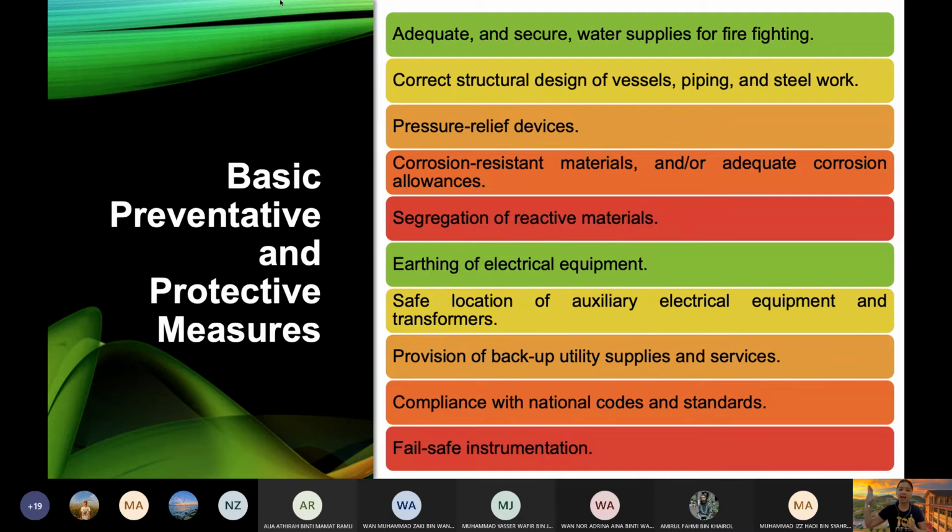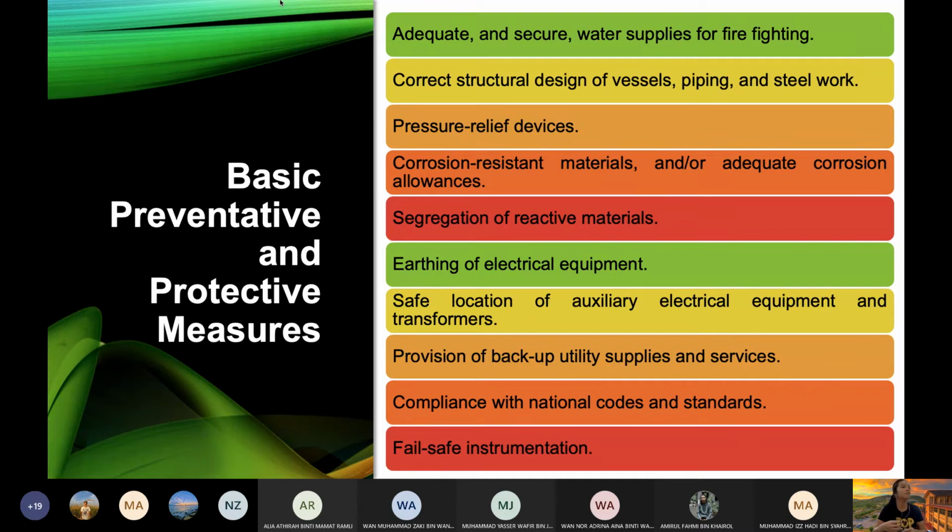ada equipment yang menggunakan high pressure, all this equipment must have pressure relief device, meaning kalau dia over pressure at a certain limit, dia akan burst atau release valve tu akan terbuka untuk let the gas to go out or the liquid as well. Corrosion resistant material and adequate corrosion allowance. If you are using chemicals that has tendency to corrode, then you have to consider in the material of your construction. Okay, segregation of reactive material, electrical equipment have to be considered.